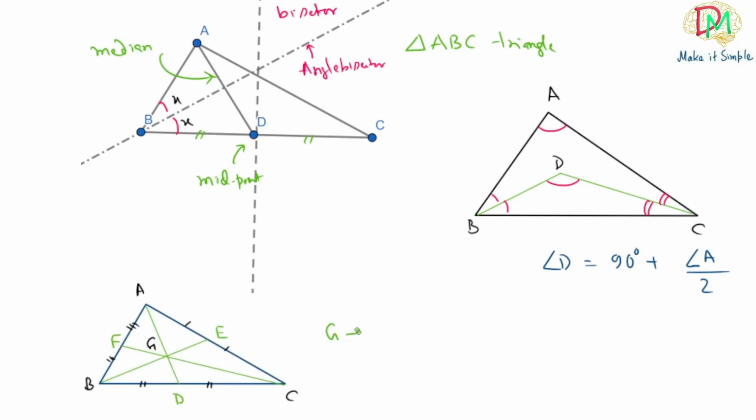Here G is the centroid of the triangle. What is the centroid? It is the intersection point of the three medians. So here it is the center, the centroid G. Here AD, BE and CF are the three medians. They intersect at G.